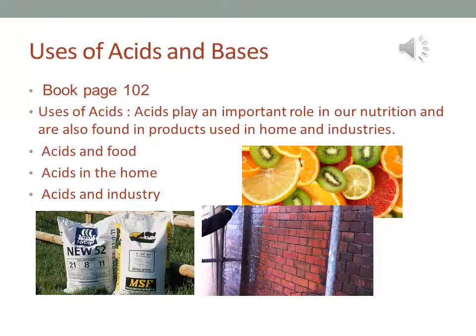Acids in the home. People often use dilute solutions of acids to clean brick and other surfaces. Acids and industry. Nitric acid and phosphoric acid are used to make fertilizers for crops and gardens. Also, sulfuric acid is used in car batteries, to refine petroleum, and to treat iron and steel.